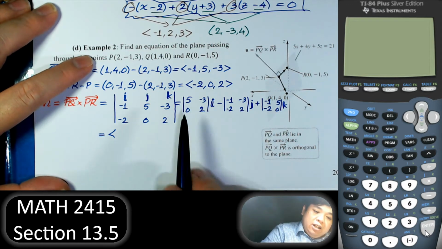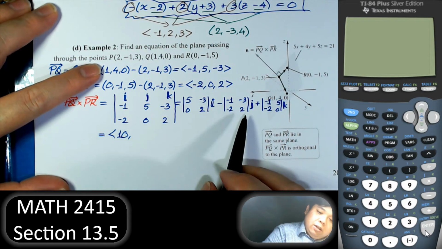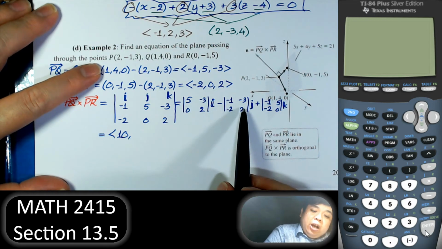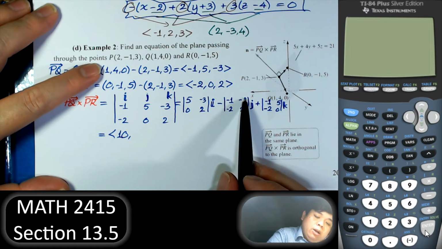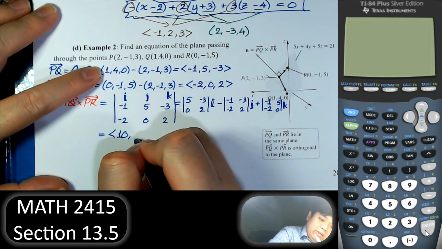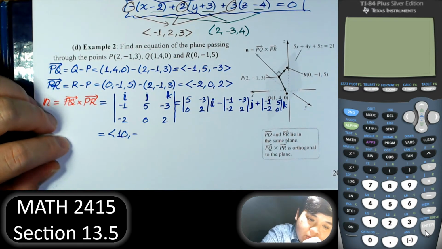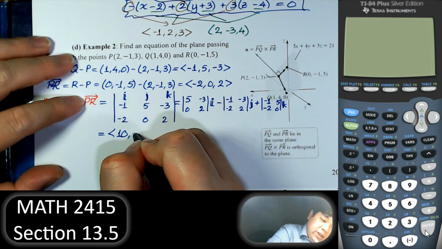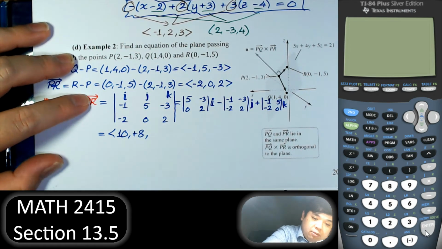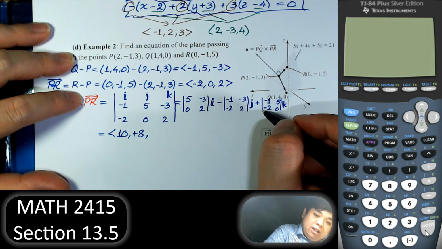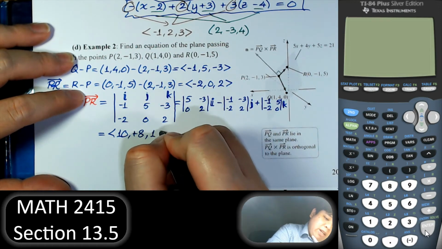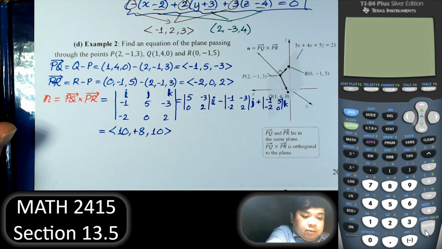So for I, 10, -1, so that's -2, -2, -2, -6 is -8, and then it's an extra negative, so that's +8, and then nothing, -10, but this shows +10 actually. Yeah, so that is the normal vector.